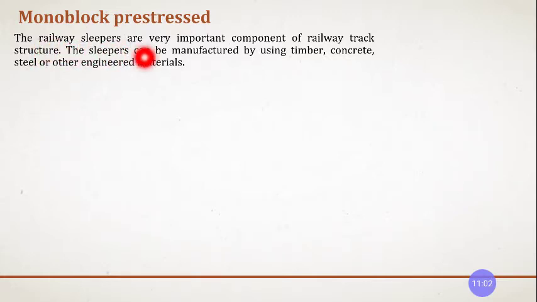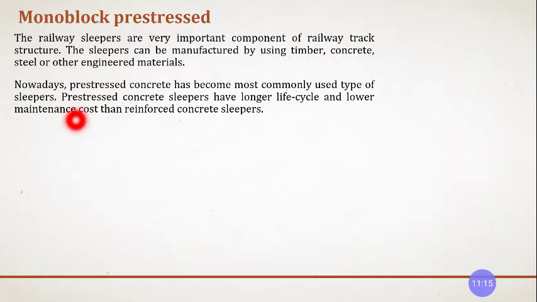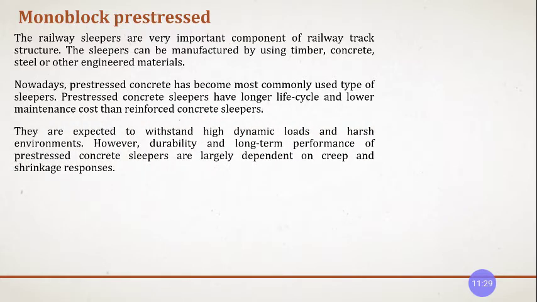Railway sleepers are a very important component of the railway track structure. Sleepers can be manufactured using timber, concrete, steel or other engineering materials. Nowadays, pre-stressed concrete has become the most commonly used type of sleeper. Pre-stressed concrete has a longer life cycle and lower maintenance cost than RCC reinforced concrete sleepers. Remember this, it has less maintenance cost than RCC sleepers.